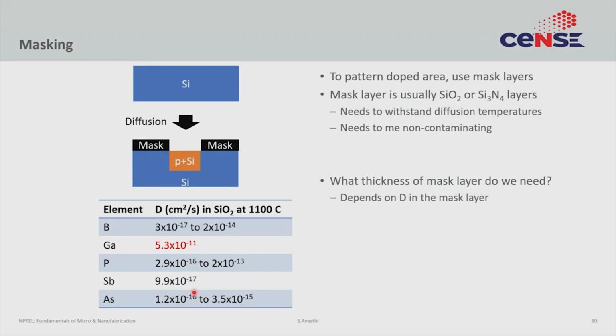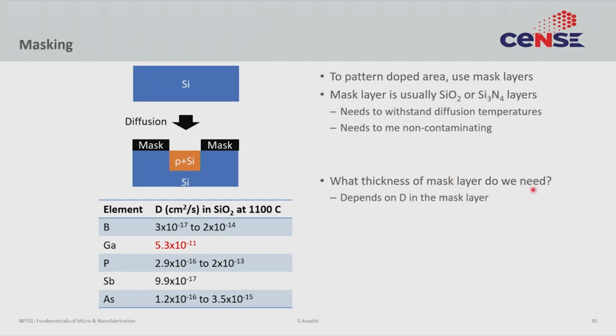The one notable exception is gallium. The diffusion of gallium is very fast through the oxide for reasons that are beyond this course. And this is actually one of the reasons why gallium is not very popular as a p-type dopant in silicon. It just goes through the oxide too fast, and that means it is very hard to mask it.